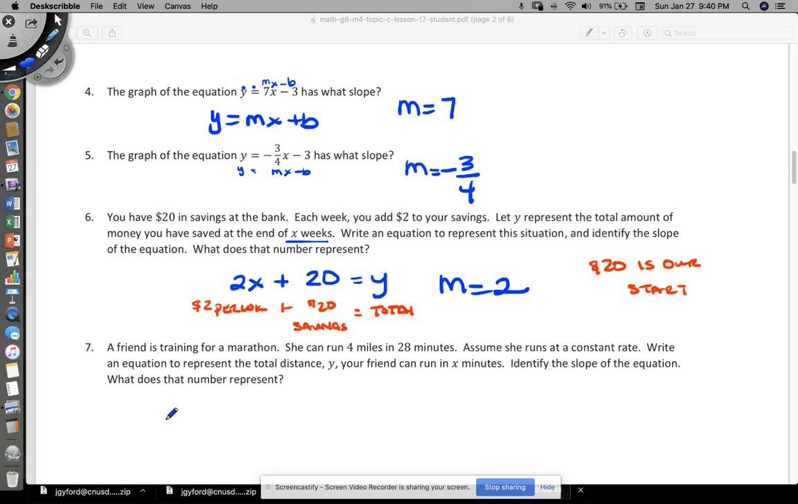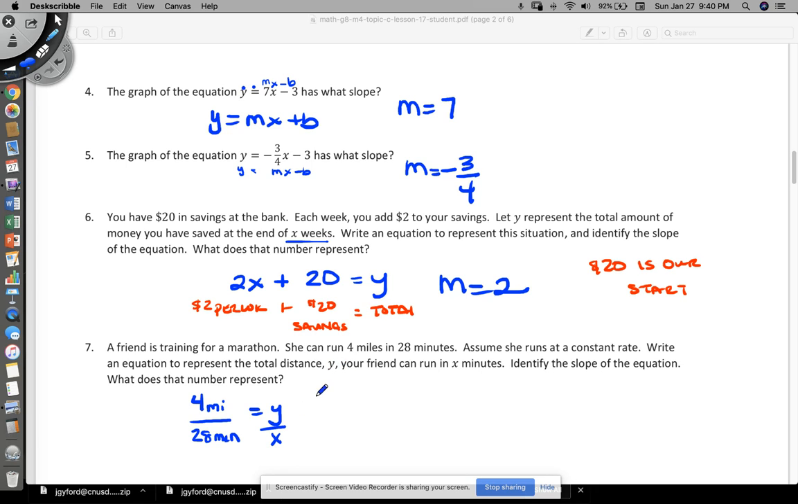This time we're going to say she can run 4 miles in 28 minutes. We're going to write it as a ratio. Now I could simplify this, but you don't need to at this point. You could just say equals y. But if you notice, I have y over my x. That's my friend here, okay?